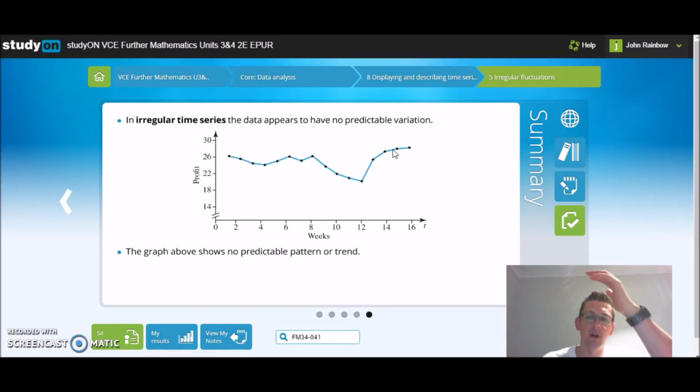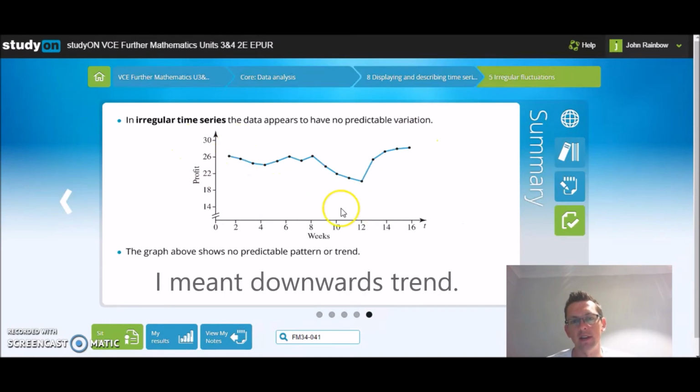We can have a negative trend, but we don't call it negative trend, we call it a downwards trend. So don't get confused with using the gradient, where the other one will be obviously a positive trend if we're going up this way. No trend, downwards trend down this way.